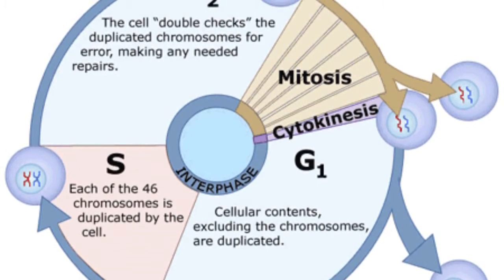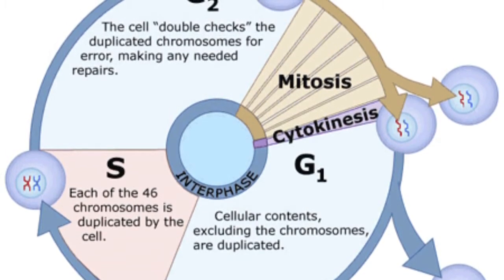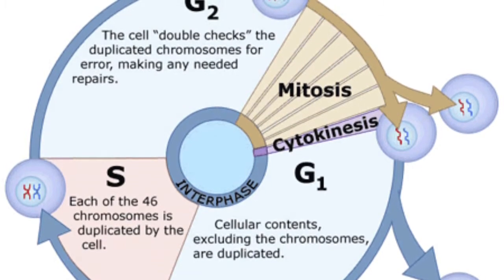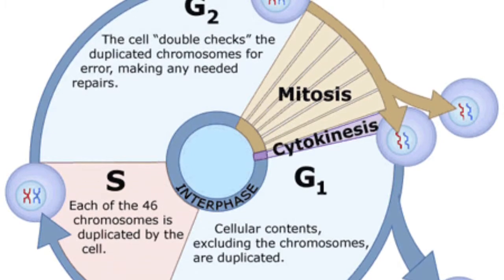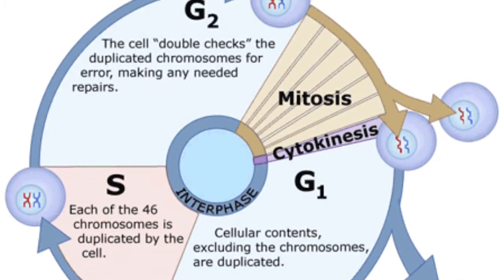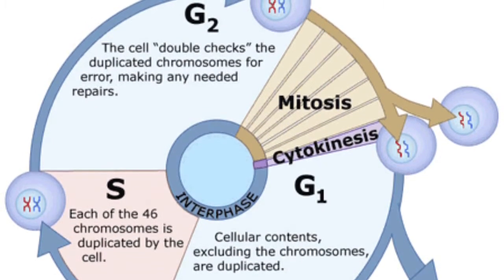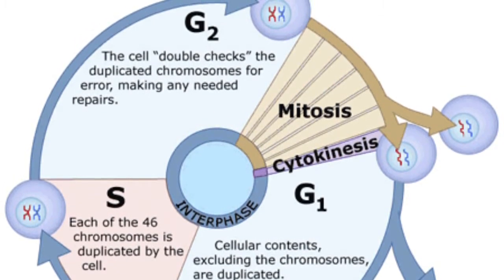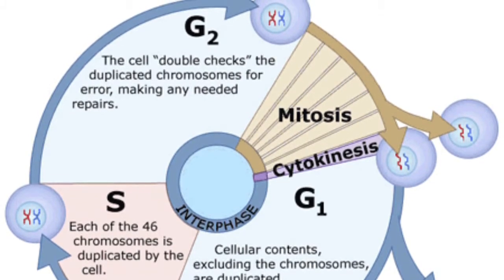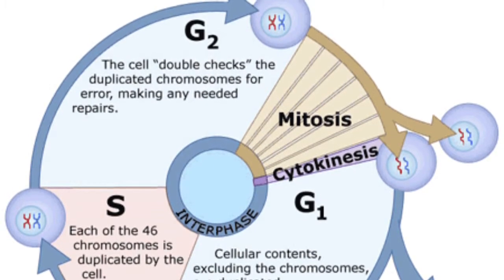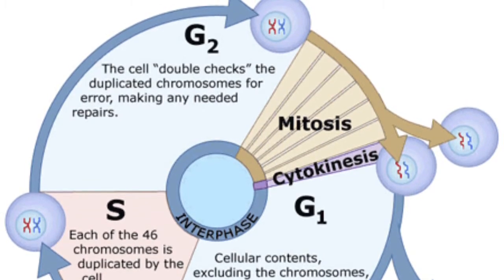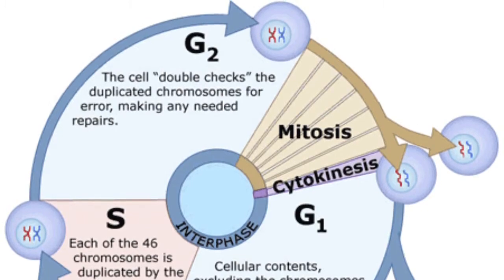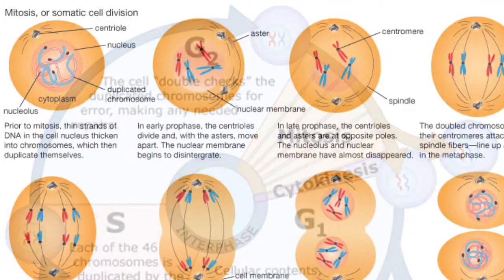Now, within the interphase, there are 3 different stages: a G1 phase, an S phase, and a G2 phase. The G1 phase is where the cell is just beginning to grow. In the S phase, the DNA of that cell is being duplicated by itself. And then in the G2 phase, the cell is still continuing to grow, and it will keep repeating this cycle.